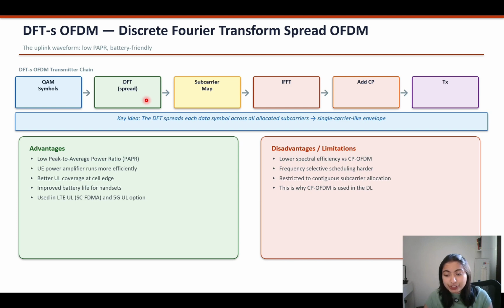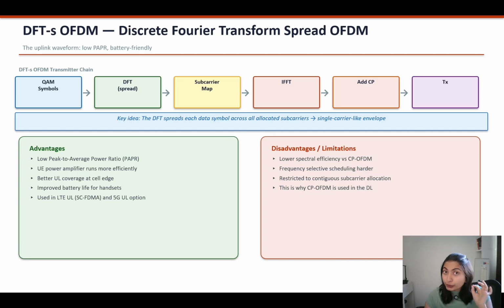That ratio of the peak power to the average power is the PAPR. So PAPR equals peak power over average power. And in OFDM, this peak to average power ratio can get quite high. Why does this matter to your phone specifically?